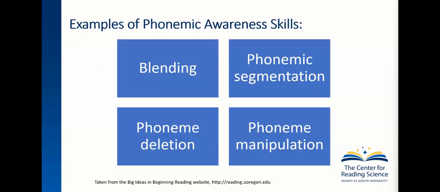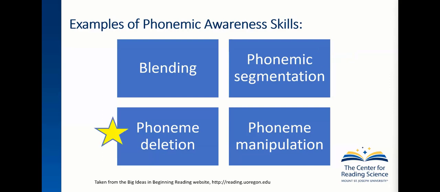Here are a few examples of phonemic awareness skills. Again, blending is when we take the individual sounds and we blend them back together again. If I give you the sounds k, at, what's that word? Cat. Phonemic segmentation is when I give you a word and you have to tell me each individual sound. So what are the sounds in cat? K, a, t.